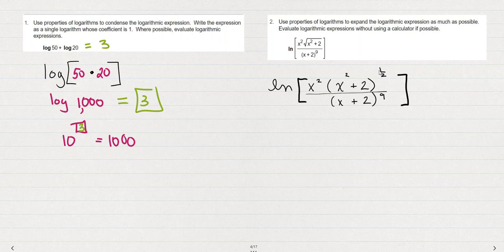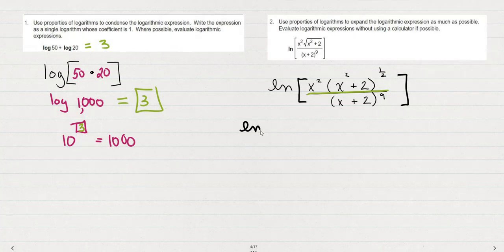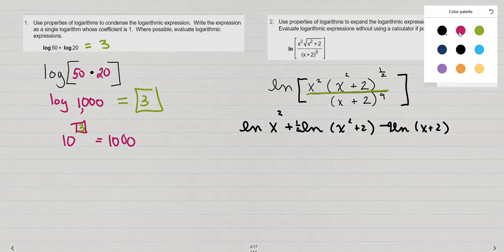So when I expand this, anything above in the numerator is going to be added. Anything below is subtracted. So when I expand, what I'm doing is I'm going to break it into the log of x squared plus the log, in this case natural log, of x squared plus 2, but that 1/2 falls down in front. So 1/2 natural log of x squared plus 2. And then anything in the denominator is subtracted, minus the natural log of x plus 2 to the 9th. And then that 9, that exponent, falls out in front.